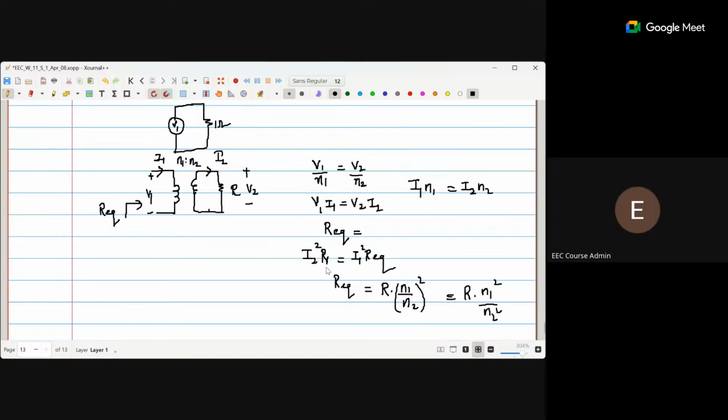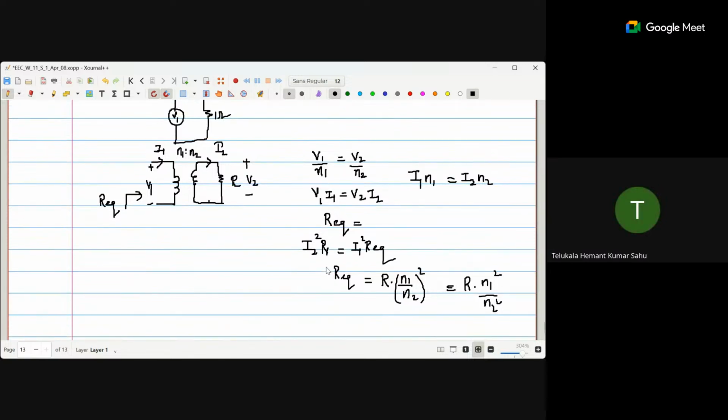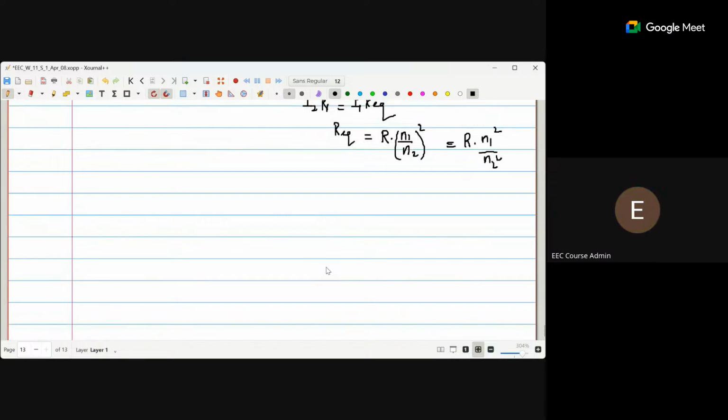Okay. Yes, ma'am. So I think some last 5 or 6 questions from practice we need to do based on this transformer. Shall we take one by one? Yes. So 29, I think. Yeah, 28. Yes, 29.